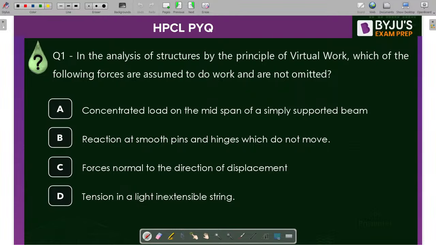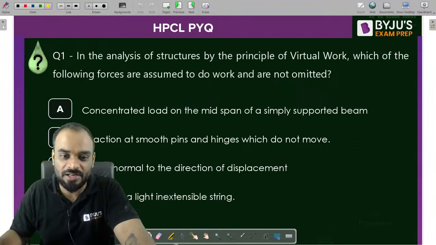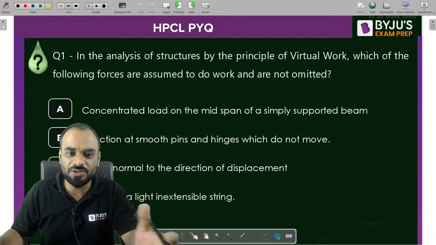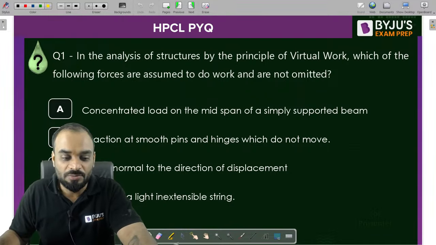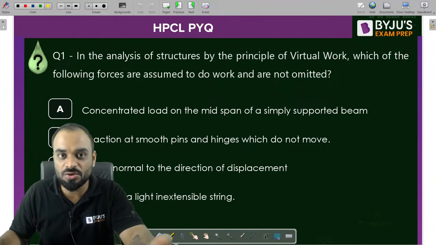Tell me, guys, which particular answer is correct? You need to understand what virtual work is basically. Then only you can take the correct answer. Afreed says B. Okay. Guys, I think you know about work basically, right? What is work? Force into displacement in general, right? But the displacement should be in the direction of force itself.